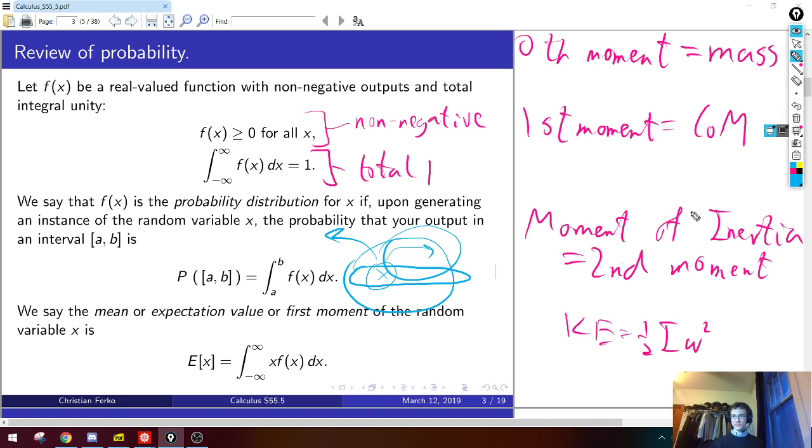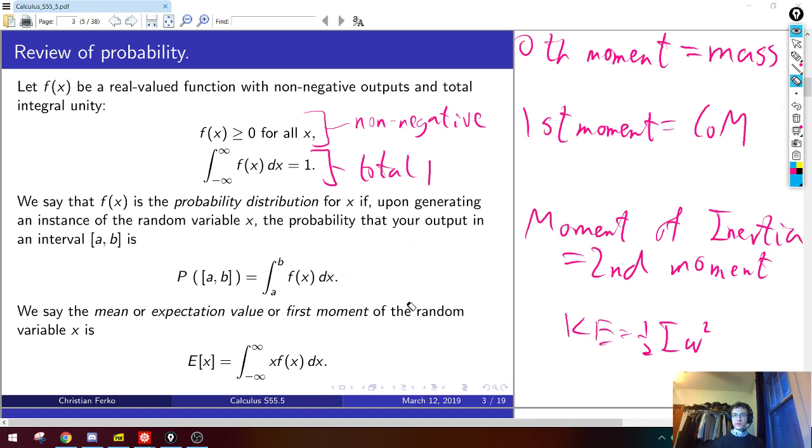And I assume applying higher moments to physical things gets less and less useful. Yeah, it's less useful for rods just because there are no fundamental physical quantities like kinetic energy that depend on the higher moments, the third and fourth and so forth.